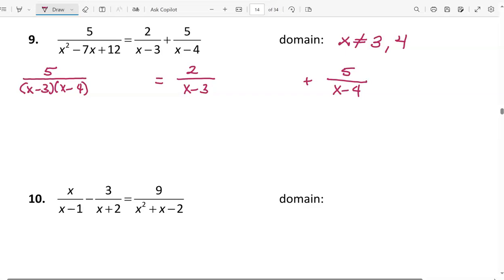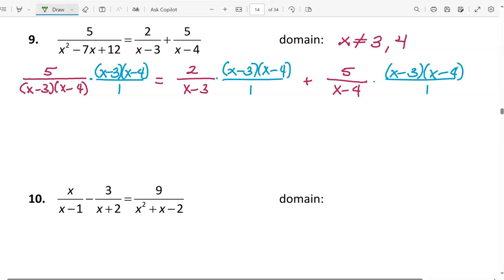Once we've done this, we can multiply by the least common denominator, which is x minus 3 times x minus 4. Once we've done this, we can cancel common factors in the numerators and denominators. In the first multiplication, x minus 3 and x minus 4 divide out or cancel. In the second multiplication, x minus 3's divide out or cancel. And in the third, x minus 4's divide out or cancel.